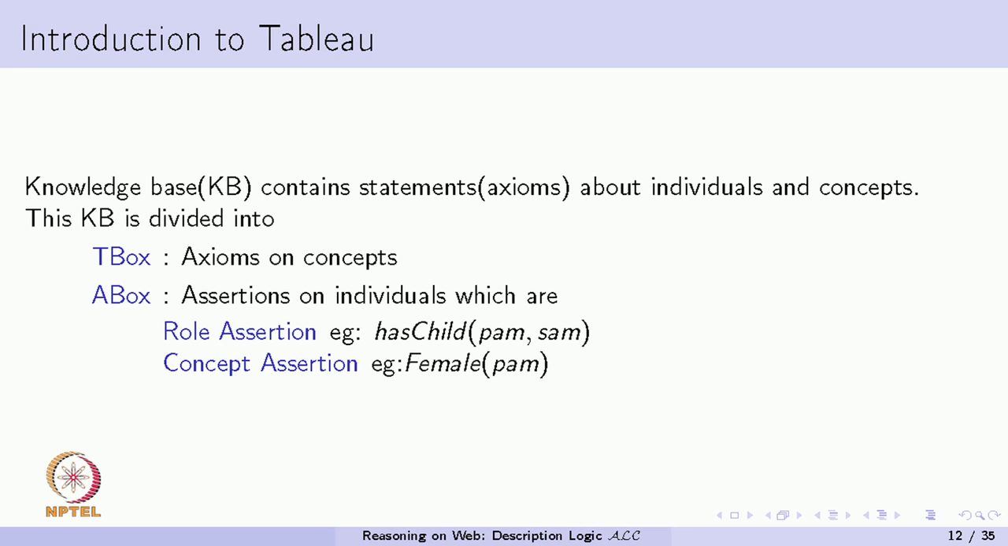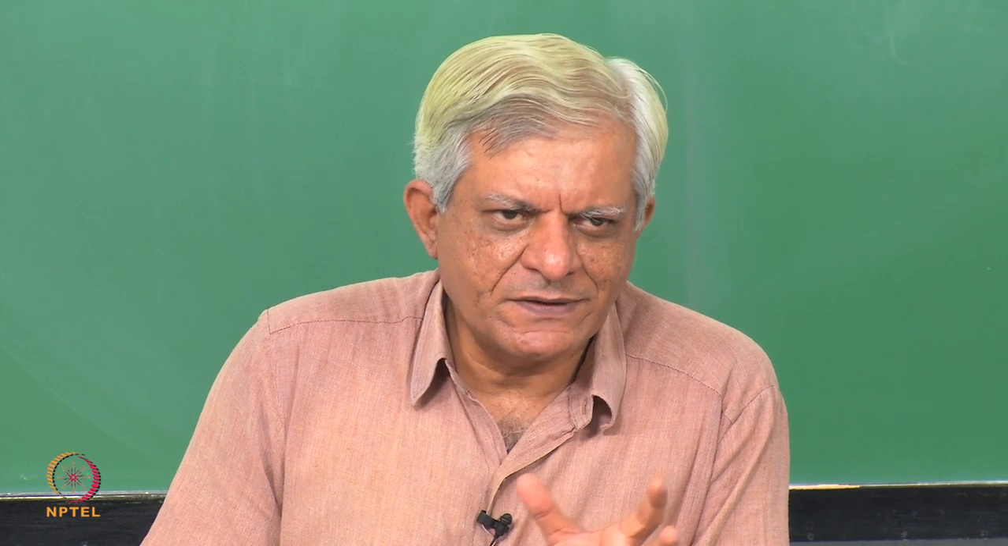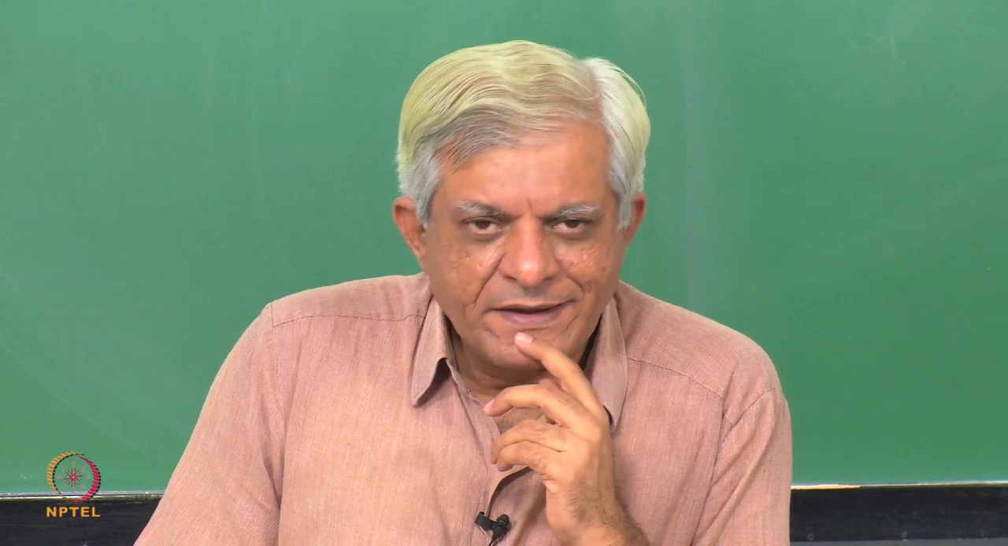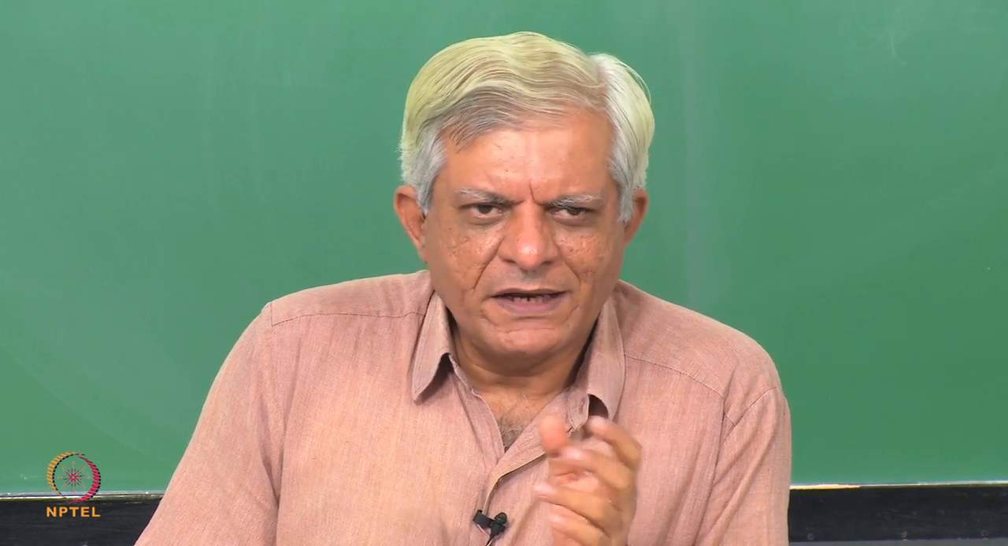Now, a knowledge base consists of two kinds of things. One is called the TBox or the terminological box, and the other is called the ABox or the assertion box. The TBox basically contains axioms on concepts, how concepts are defined in terms of other concepts, and all those kinds of statements, and the ABox is talking about individuals essentially.